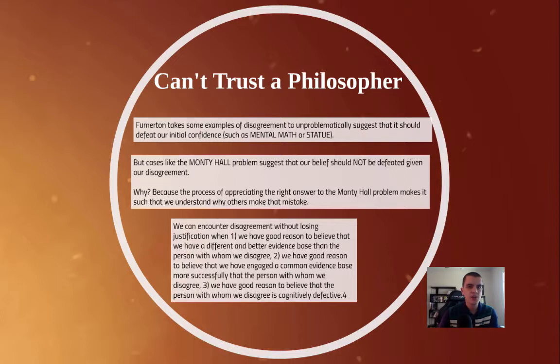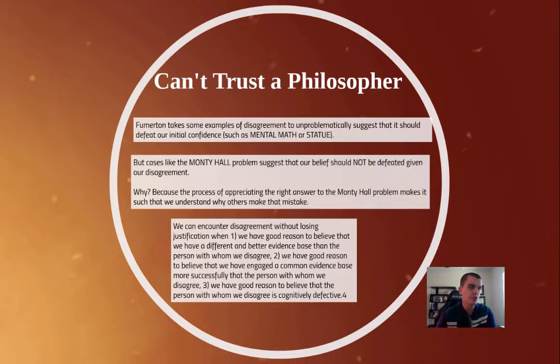So he comes up with three criteria for when we can encounter disagreement without losing justification for our original belief. I've listed them here. The first one is we have good reason to believe that we have a different and better evidence base than the person with whom we disagree. So in the Monty Hall problem, maybe they have a little bit different and better evidence given that they've been walked through the explanation. The second is maybe we have good reason to believe that we have engaged a common evidence base more successfully than the person with whom we disagree. So in the Monty Hall problem, maybe Fumerton thinks, look, it's the same evidence base, but I've engaged with it more successfully because I've been walked through it in the proper way.